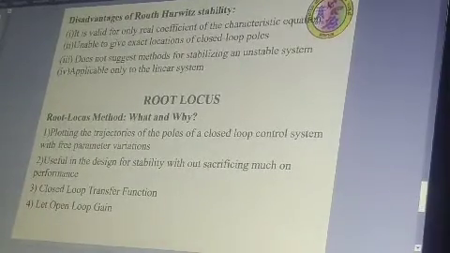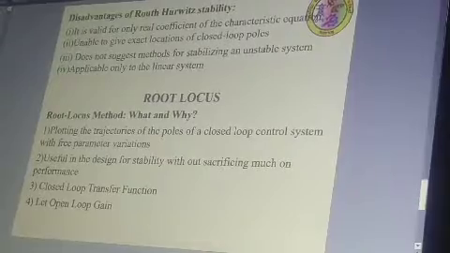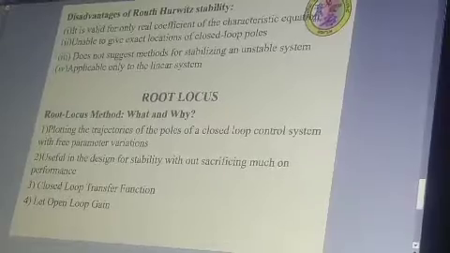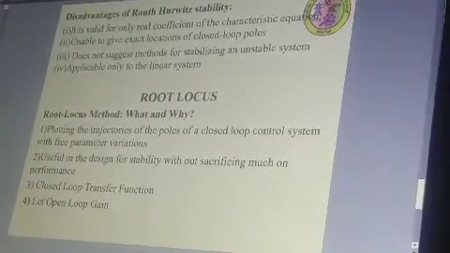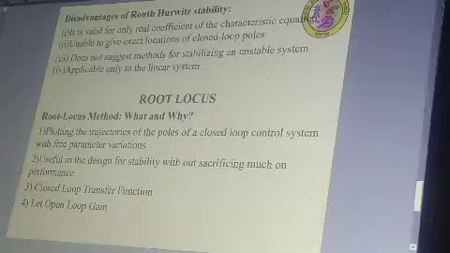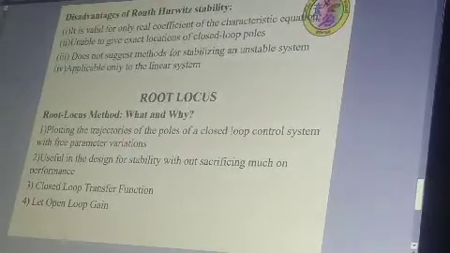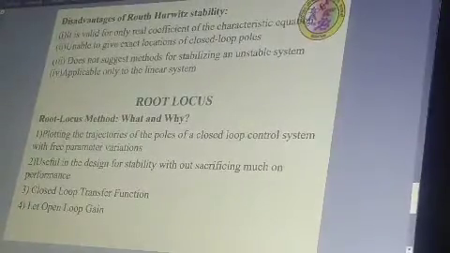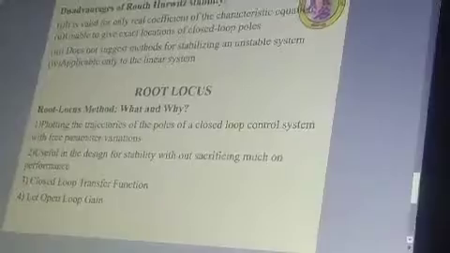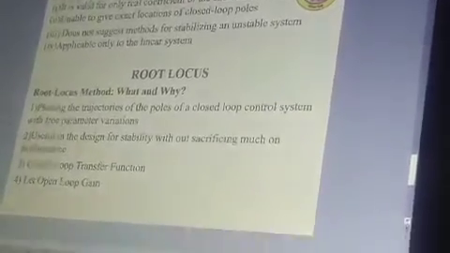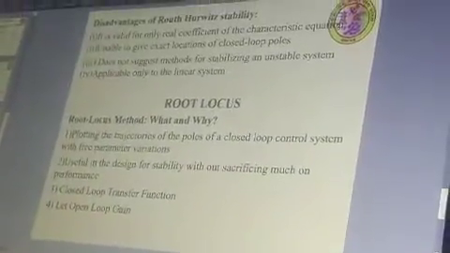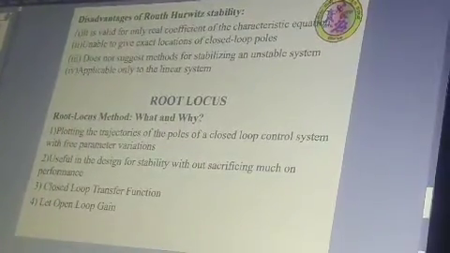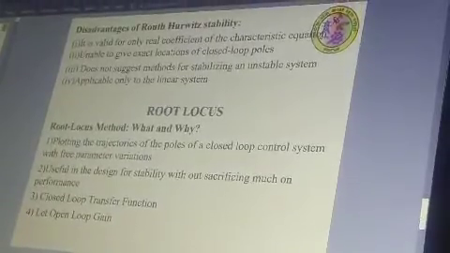Only from the characteristic equation, using the Routh array method, we calculate whether the system is stable or unstable, depending on the number of sign changes in the first column of the Routh array. It will not give any method to bring your unstable system to a stable system, and it is only applicable for linear systems. So up to here you have completed the stability analysis using the Routh-Hurwitz criteria.